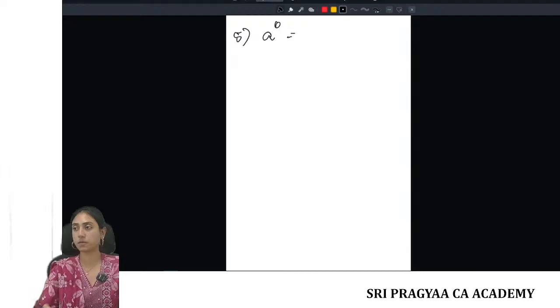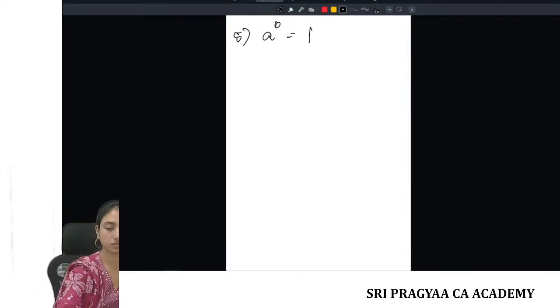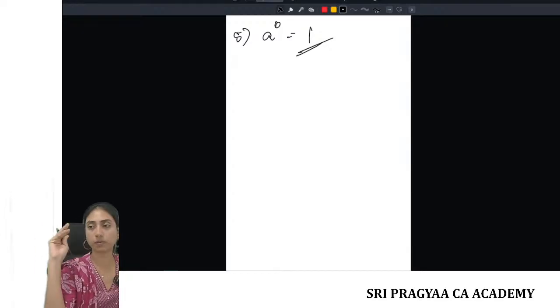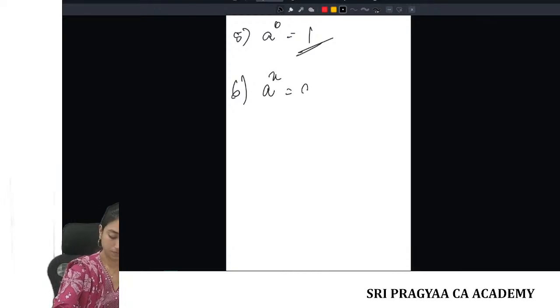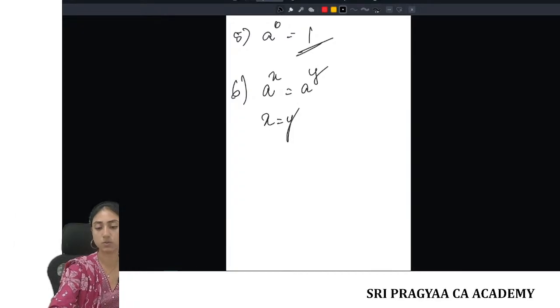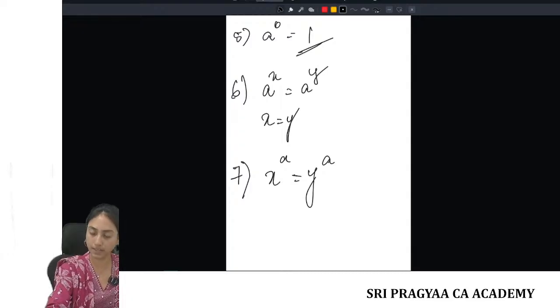Anything raised to the power of 0 is 1, everywhere. Be it 100, 300,000, anything raised to the power of 0 is 1. Whenever I say a raised to the power of x is equal to a raised to the power of y, that means x is equal to y. Similarly, when I say a number raised to the power of a is equal to another number raised to the power of a, that means both the numbers are equal.